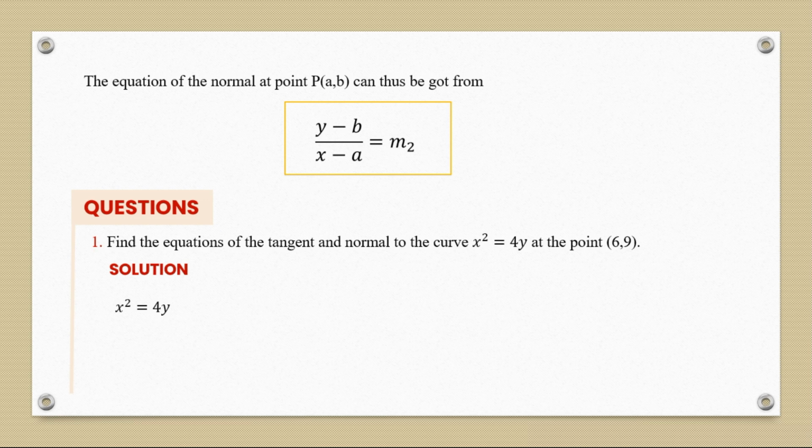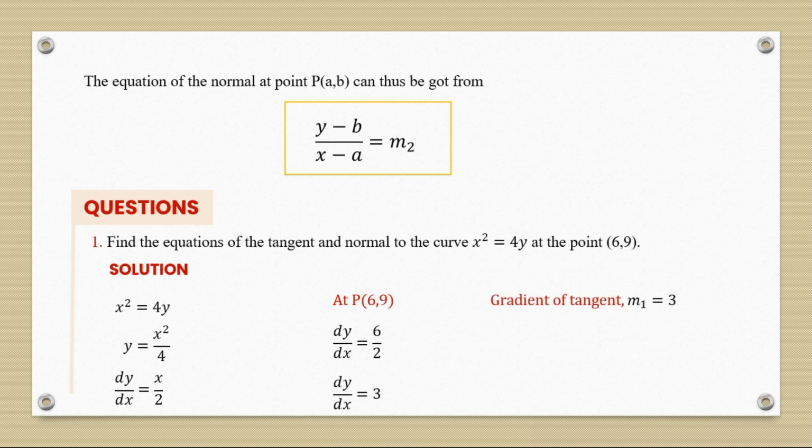The equation of the curve is x² = 4y. First, I'm going to make y the subject, so y = x²/4. Next, I'm going to differentiate this, so dy/dx = x/2. Now that I know dy/dx, I can look at the point (6, 9). At this point the value of x is 6, so we can substitute that into dy/dx. Therefore, dy/dx is equal to 3.